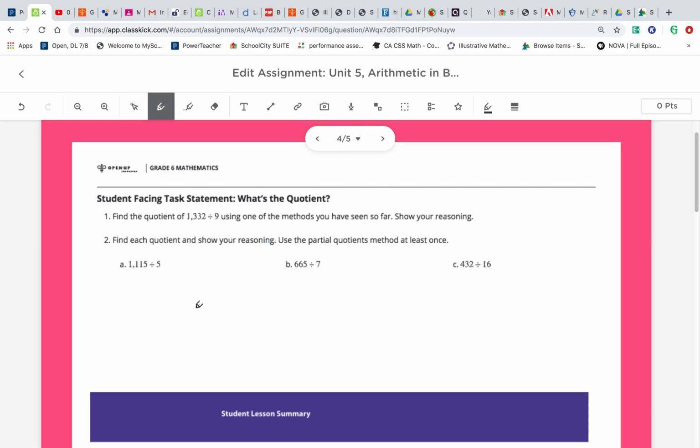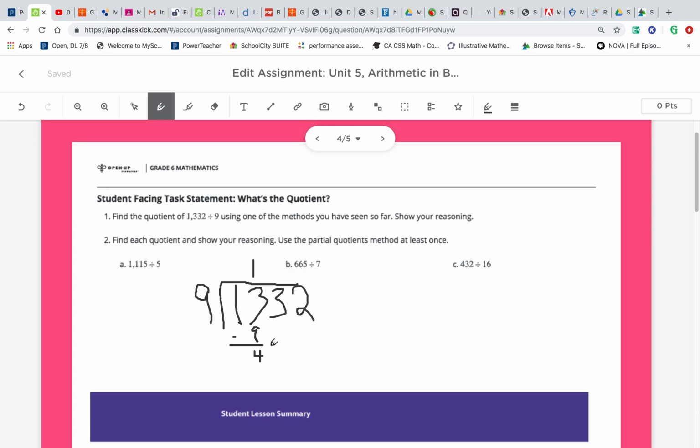So for 1,332 divided by 9, this is what I'm going to do. I'm going to put 1,332, and that's being divided by 9. I'm going to look at 9 and see, can it go into 1? It cannot. But can it go into 13? Yes, it can. It can go 1 time into 13. And so 1 times 9 is 9. And that leaves me with 13 minus 9, which is 4.